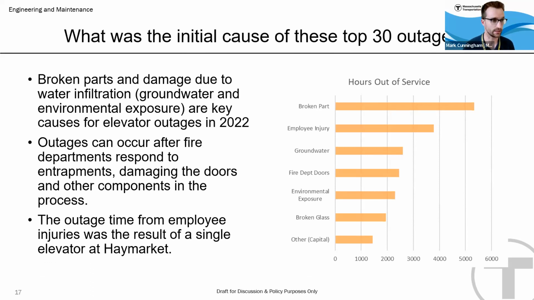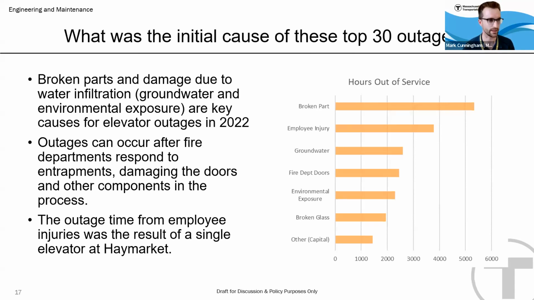Employee injury is the second highest among these top 30. This was actually the result of a single elevator at Haymarket Station. It was out for such a long period of time due to the reinspection and the retesting process. So although employee injury is number 2 on this bar chart, it really is only the result of a single unit. And then I'll make a brief note about the other bar.